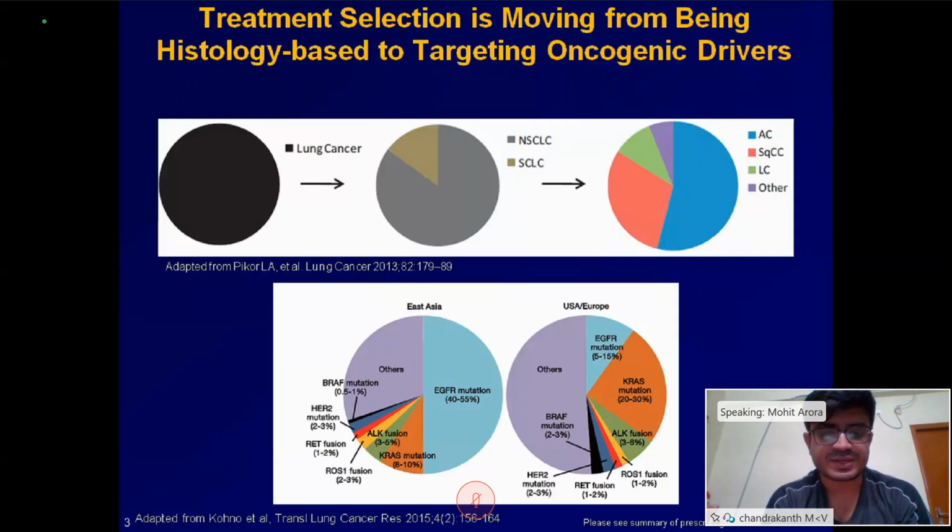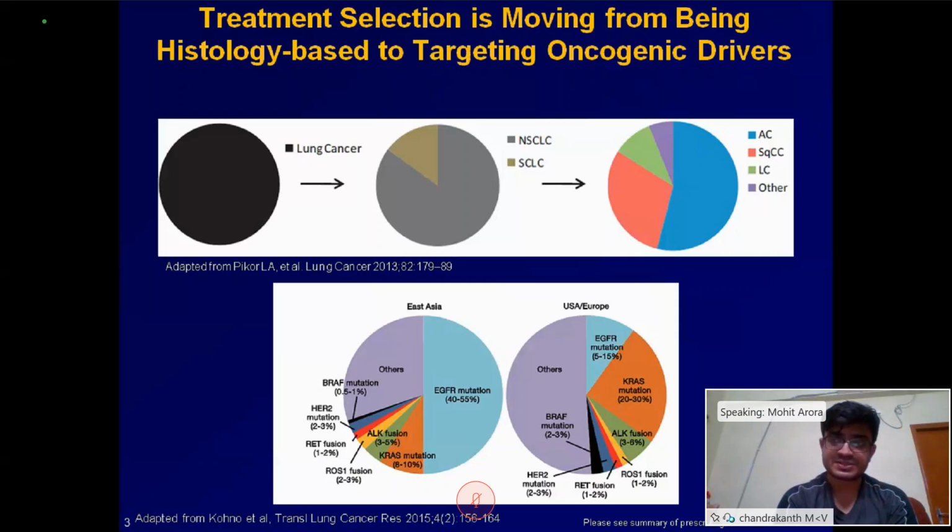If you look into adenocarcinoma as such, it is again not a single disease. Each type of adenocarcinoma is mediated by different driver mutations. Nearly 50% of adenocarcinoma in the Asian population is due to EGFR mutation, and you can see the other mutations including ALK, ROS, MET, RET, BRAF, HER2.